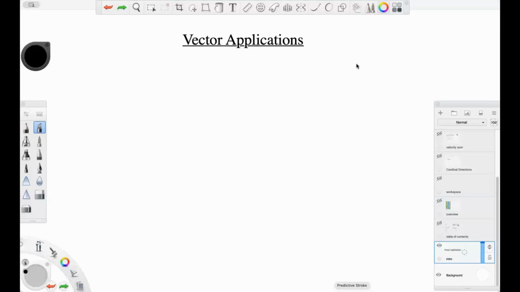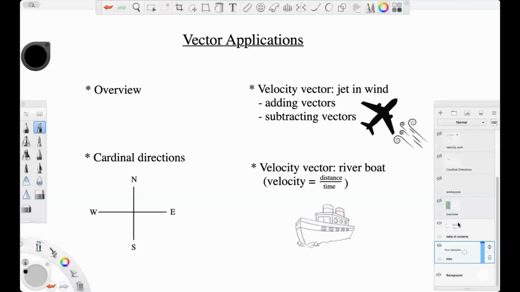All right, let's look at some vector applications. In the last video, we talked about fundamentals of vectors, so how to work with vectors, add and subtract them, break them into components, find magnitude, direction, all those kinds of things. If you haven't seen that yet, or you're not familiar with how to do those things, go watch that video first. In this video, we're going to be looking at velocity vector applications.